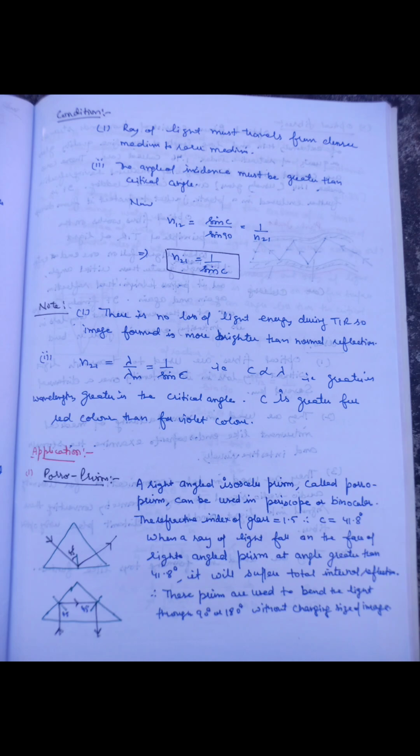The angle of incidence for which the angle of refraction is 90 degrees is called the critical angle. Relative refractive index is also equal to the reciprocal of the sine of the critical angle. The phenomenon of total internal reflection is used in the porro prism and in optical fibers.